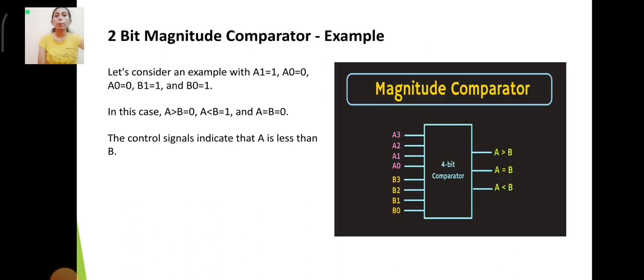2-bit magnitude comparator example. Let's consider an example with A1 is equal to 1, A0 is equal to 0, and B1 is equal to 1, B0 is equal to 1. In this case, A is greater than B is equal to 0, A is less than B is equal to 1, and A is equal to B is equal to 0. The control signals indicate that A is less than B.